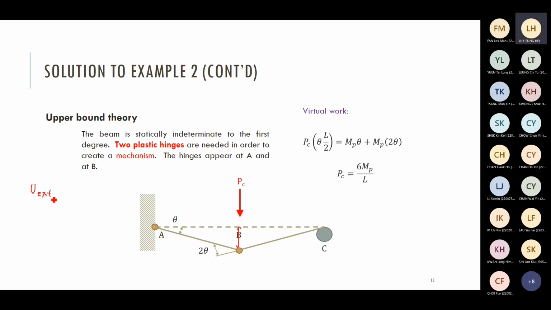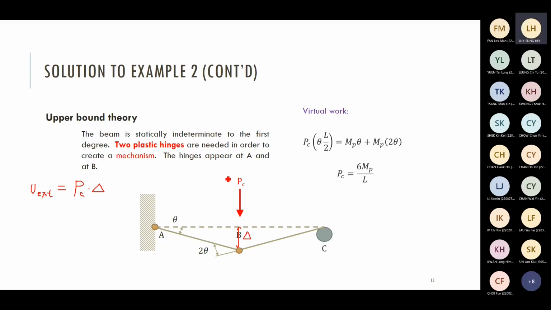Maybe I'll add some step here. External work is mainly due to the external force. We have only one external force, PC, in this picture. PC times the displacement, delta, gives you external work. How to find out delta?